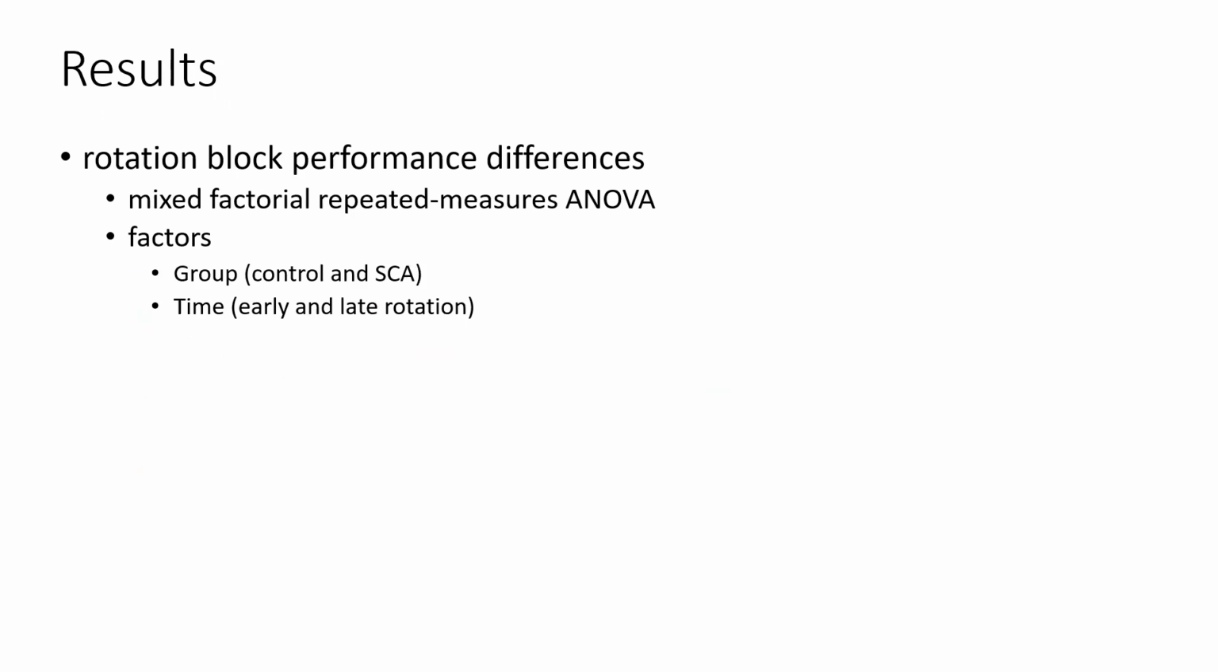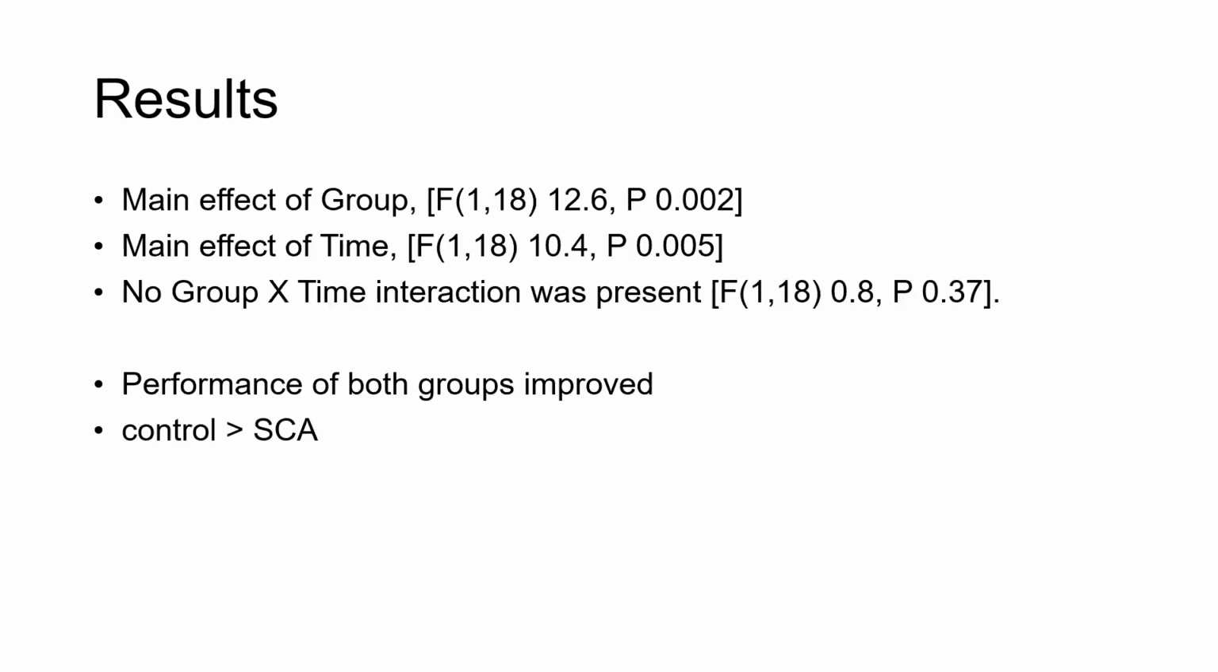To analyze significant relationships and interactions of group type and task performance, a mixed factorial repeated measure ANOVA was done. Excuse me, it's the relationships and interactions of group and time on task performance that this ANOVA was trying to analyze. The results of this ANOVA are the following. A main effect of group and time were found, but no interaction between the two was present. Overall, both groups improved, but the control group improved the most.